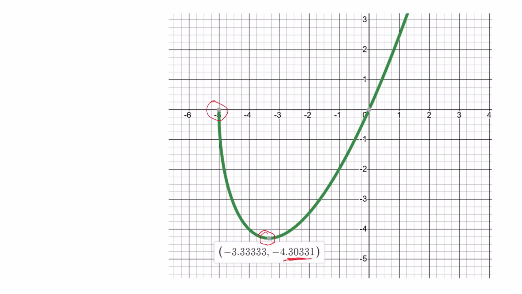And then we also found that there were no local maxes, and we also found that it was concave up everywhere. So looking at this graph, that confirms the things that we found. We also found it was decreasing from negative 5 to negative 10 thirds. So there's our part where it was decreasing. We found it was increasing from negative 10 thirds to infinity. And all of these things confirm what we found using calculus.